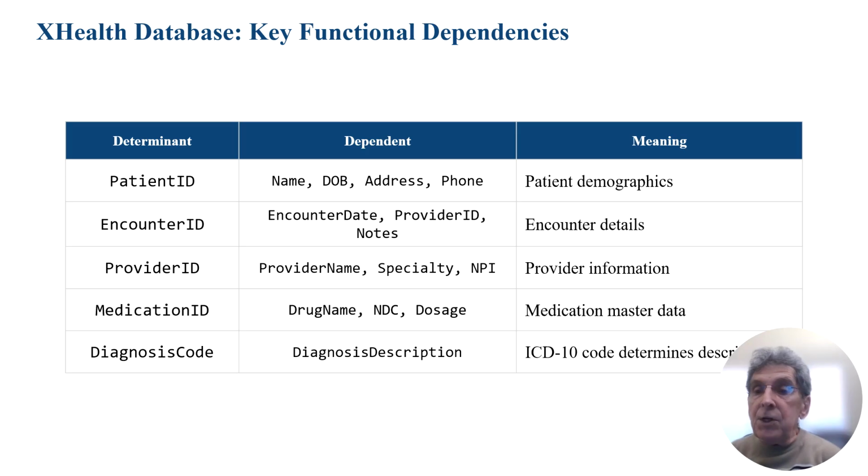Medication ID determines the drug name, NDC code, and standard dosage forms. The National Drug Code uniquely identifies medications. And Diagnosis Code determines diagnosis description. For example, the ICD-10 code E11.9 always means type 2 diabetes without complications. The code determines the description. These dependencies will tell us how to structure our tables. Attributes that share the same determinant should generally be in the same table, with that determinant as the primary key.